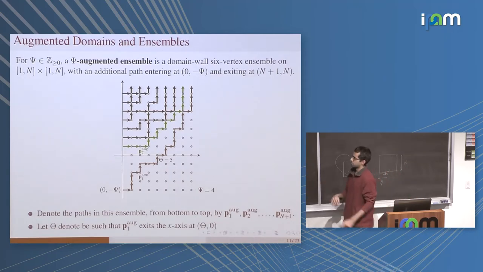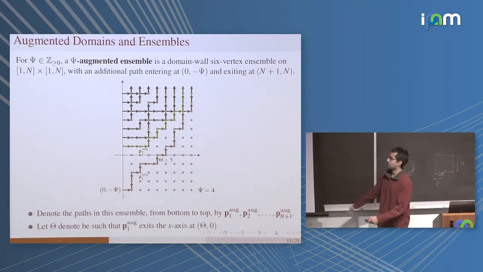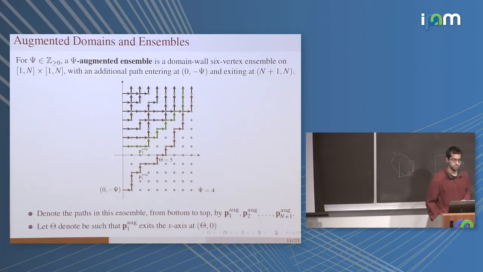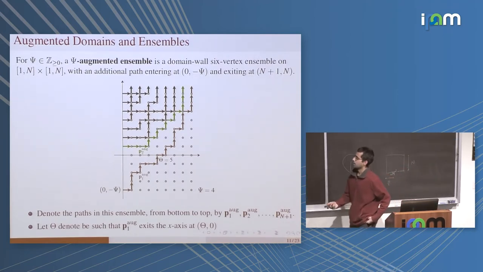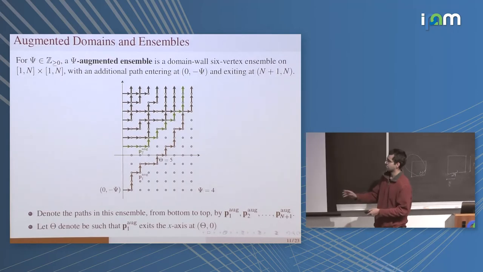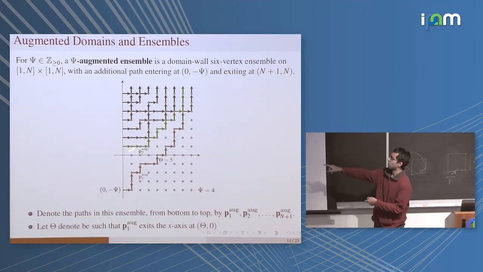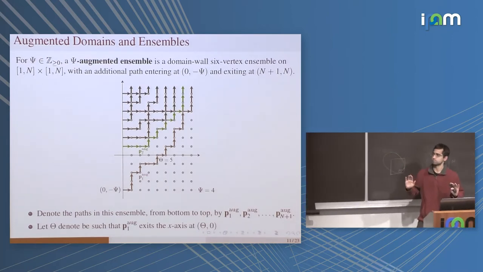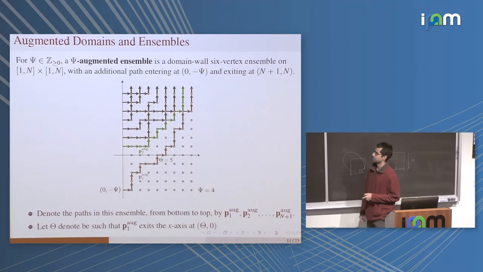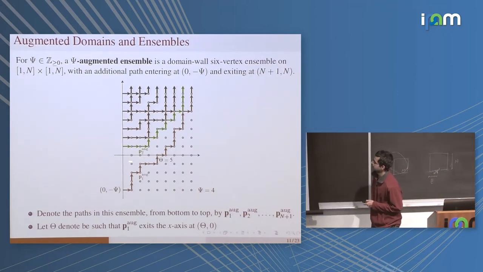Purely notationally, I'll denote the paths in this new augmented ensemble by p1 aug, p2 aug, and so on. They're now n plus 1 paths, because I've taken n paths and added one more. I'm abusing notation a little bit here: for the rest of the talk, I'm going to let theta denote the location where this p1 aug exits the x-axis. I'm not going to change it anymore. So in this case, theta is 5, because it exits the x-axis at the coordinate (5, 0).